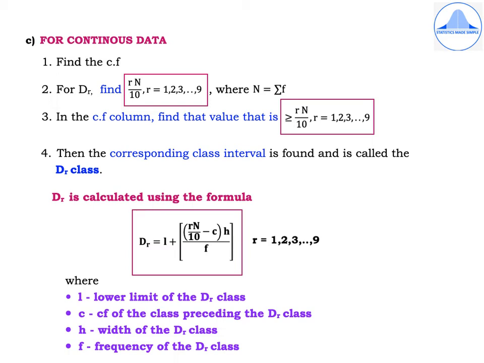The fourth step is then the corresponding class interval is found and it is called as the Dr class. Dr is calculated using the formula Dr is equal to L plus (rn by 10 minus C) into h divided by f, where r takes the values 1, 2, 3 up to 9. And L is the lower limit of the Dr class, C is the cumulative frequency of the class preceding the Dr class, h is the width of the Dr class, and f is the frequency of the Dr class.